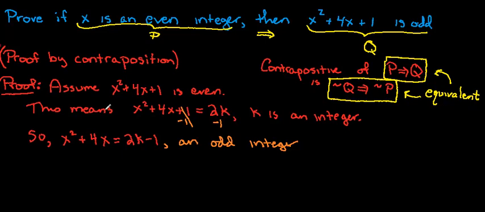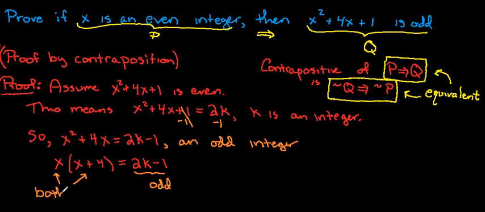Okay. So on the left-hand side, if we factor out a common factor of x, we have x times x plus 4 equals some odd integer, which we're calling 2k minus 1. Again, this is an odd integer. Well, the only way this side can be odd is if both of the factors on this other side are odd. Right? If either one of them were even, then we would be introducing a 2 into the situation, and we'd end up with an even integer on the right-hand side.